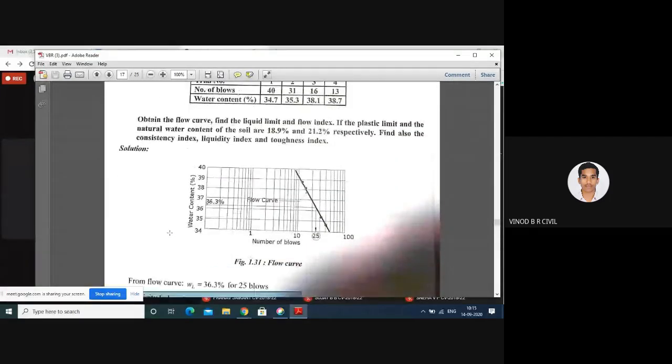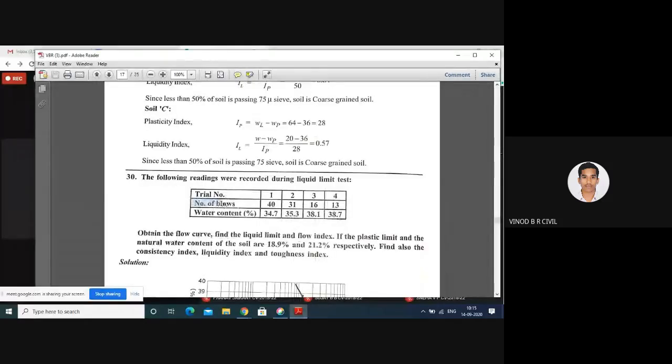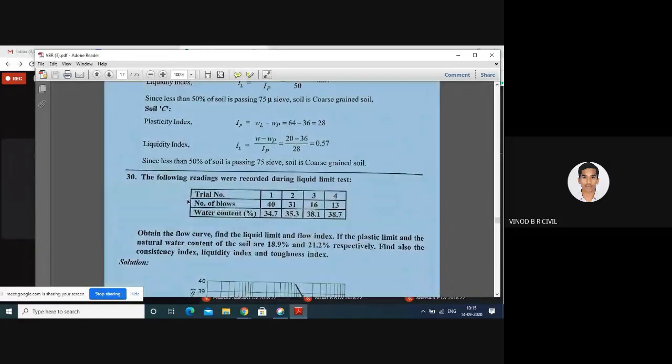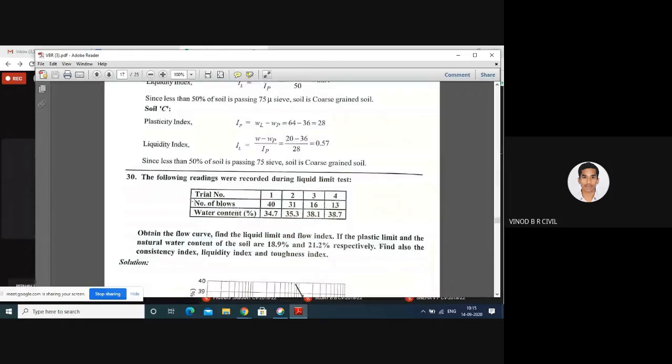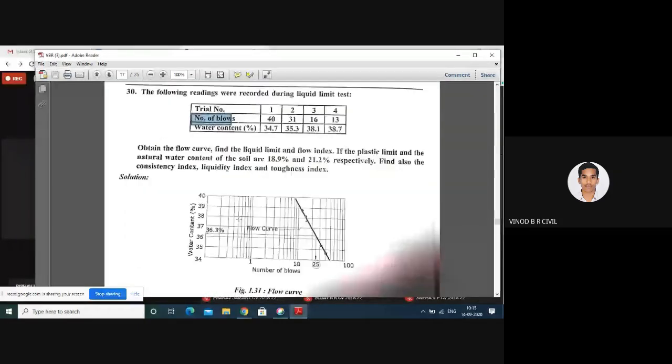See, in examination, you can expect 10 to 12 marks, same problem. Only thing is, some students make a mistake. Instead of 25, they go for 20. See, in the problem itself, they clearly give the number of blows. They do not mention the Casagrande. Number of blows means that is the Casagrande apparatus. For the Casagrande apparatus, you have to calculate the liquid limit for 25 blows only.